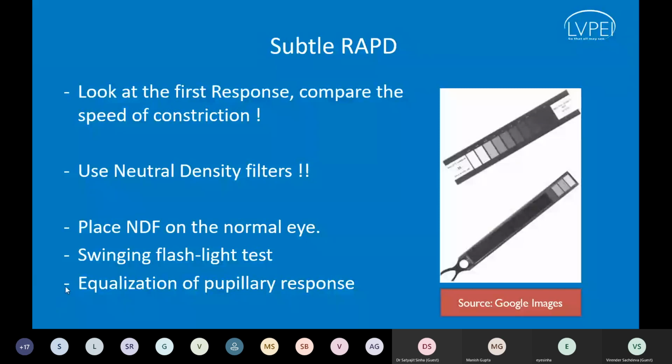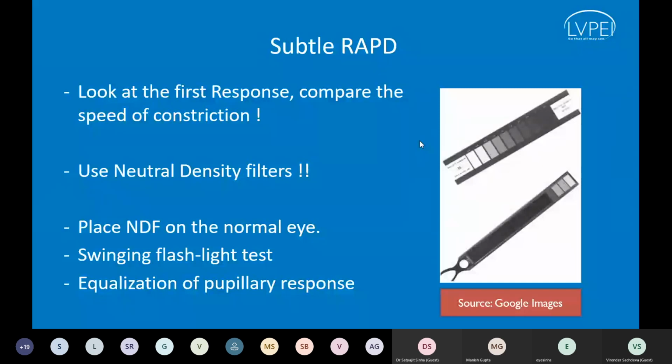What do you do next? You use the neutral density filters. This is how a neutral density filter looks. It comprises bars of special photographic filter, which reduce the light going inside. So which eye will you keep it in front of? You will keep it in front of the normal eye. If you are suspecting RAPD in the left eye, you keep it in front of the right eye. And now you do the swinging flashlight test.